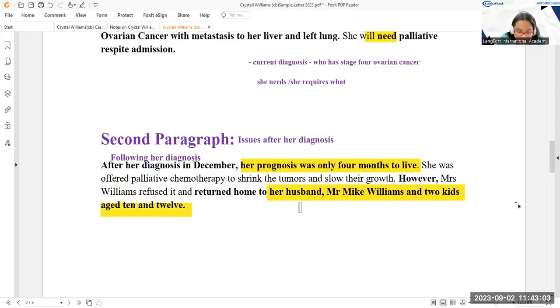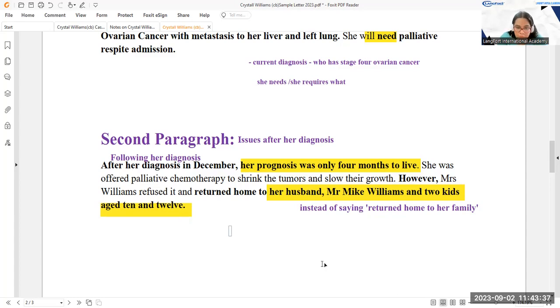So instead of writing "returned home to family," returned home to her family, what did I do? I introduced her family here. Returned home to, who are there in her family? Her husband, Mr. Mike Williams, and 2 kids aged 10 and 12. All of you go through it, come on.